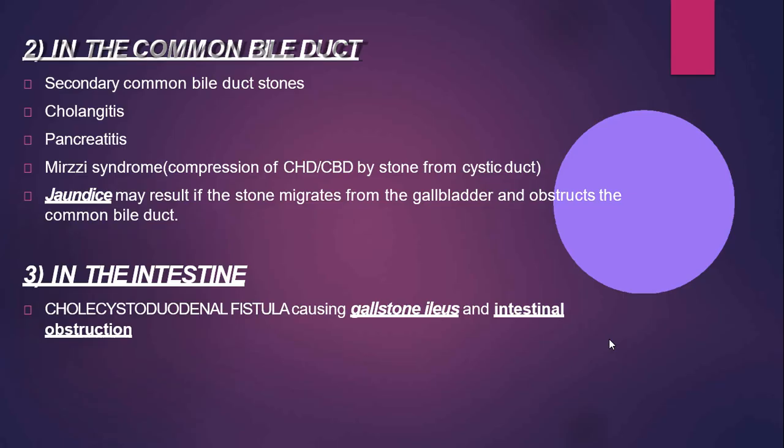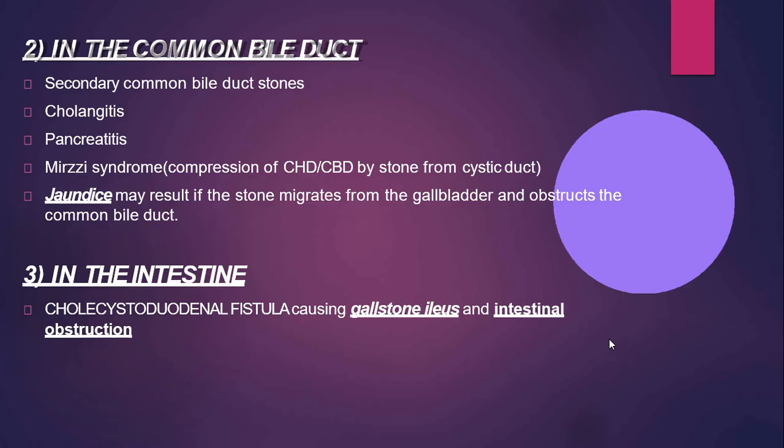But when there are small stones and multiple stones, they may come into the common bile duct. So the common bile duct usually has secondary stones. It means primary formation of stones in the common bile duct is rare, but they come from the gallbladder and cause cholangitis, pancreatitis, Mirizzi's syndrome.